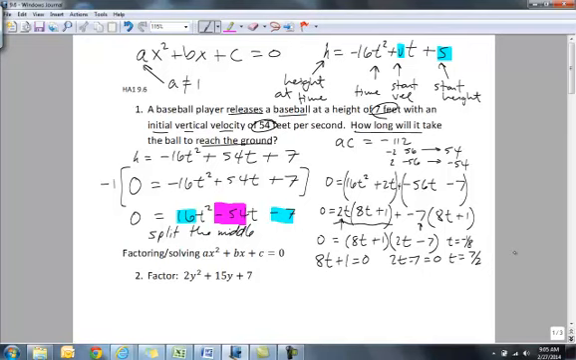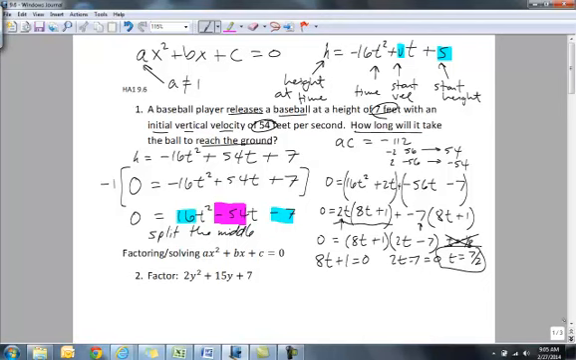Now for our problem, only one of these answers makes sense. The negative 1/8 makes no sense because he can't throw the ball up in the air and then, 1/8 of a second before he threw it, the ball lands on the ground. Clearly the positive time, the bigger time, is the one that makes more sense.